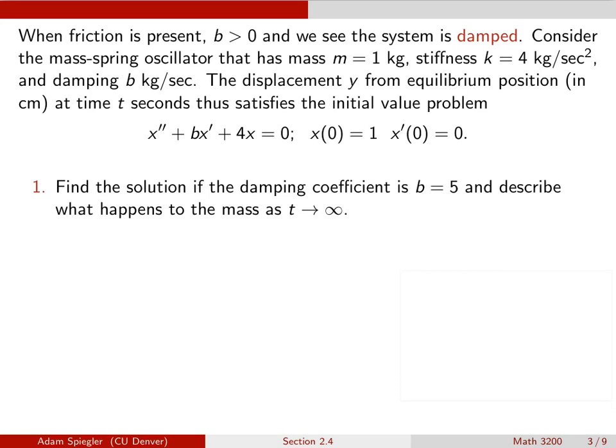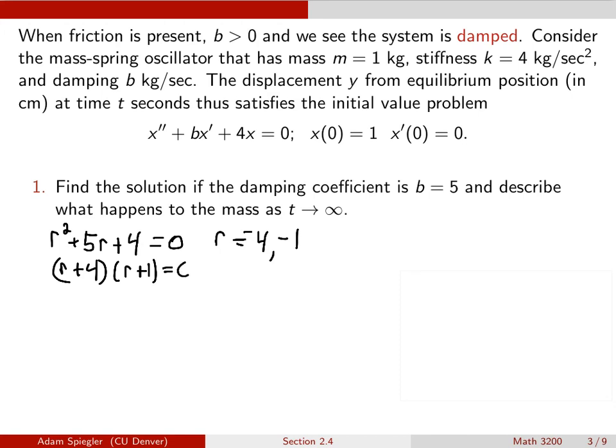So if we wanted to find the solution to this, then we would set up our auxiliary, our characteristic equation, which would be r squared plus 5r, now that we're setting b equal to 5, plus 4, since we have a spring coefficient of 4 still. So there's our characteristic equation. This has two roots, minus 4 and minus 1, right? So this factors into (r + 4)(r + 1). So we have two distinct real roots, and we know what those solutions should look like.